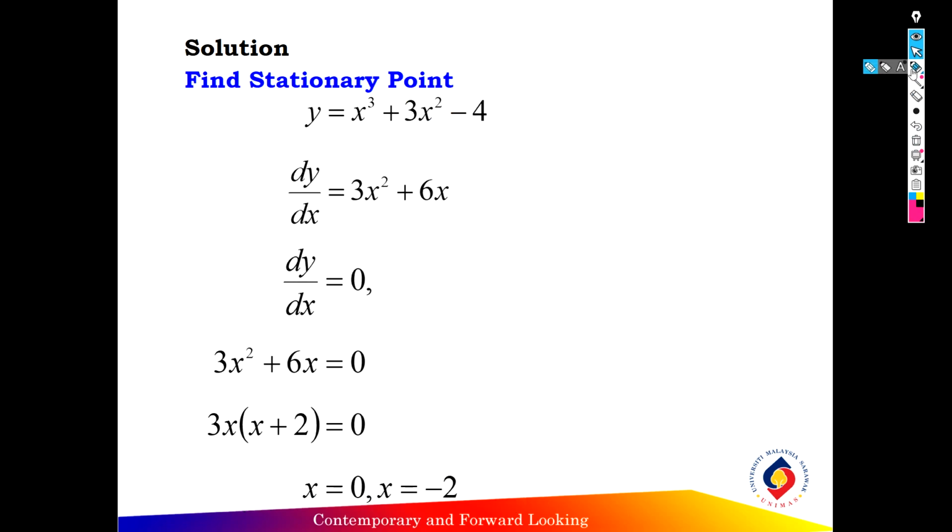Okay, step 1, before you sketch the graph of the cubic function. The first step is to find the stationary point of the cubic function y equals x cubed plus 3x squared minus 4. So the first derivative equals 3x squared plus 6x. You let the first derivative equal 0 and find the value of x.